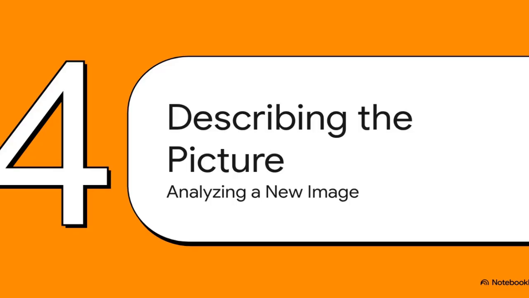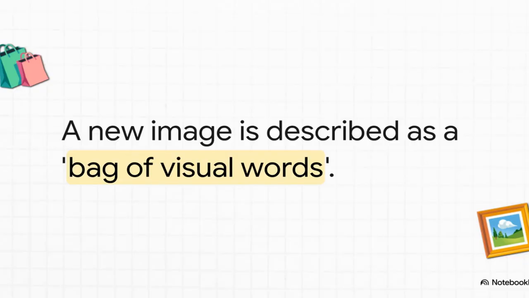Okay, we've built our dictionary. That's awesome. But now for the real test. How does a computer use all these visual words to actually analyze a brand new image that it has never, ever seen before? Well, when you give it a new photo, the computer first goes through and finds all the interest points, just like before.